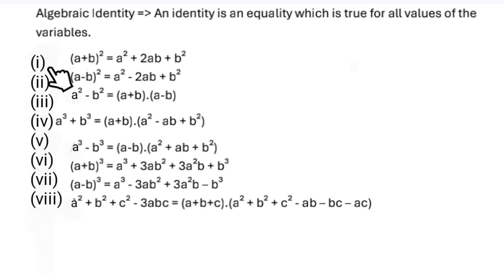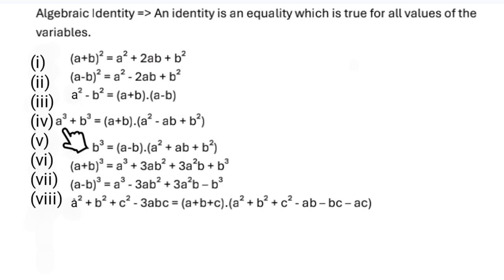Now the first one is (a plus b) whole square is equal to a square plus 2ab plus b square. Now the second one is (a minus b) whole square is equal to a square minus 2ab plus b square. And the third one is a square minus b square is equal to (a plus b) multiplied by (a minus b).